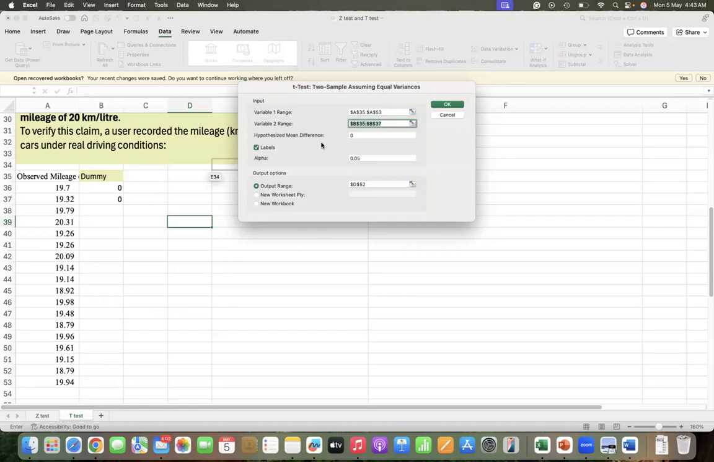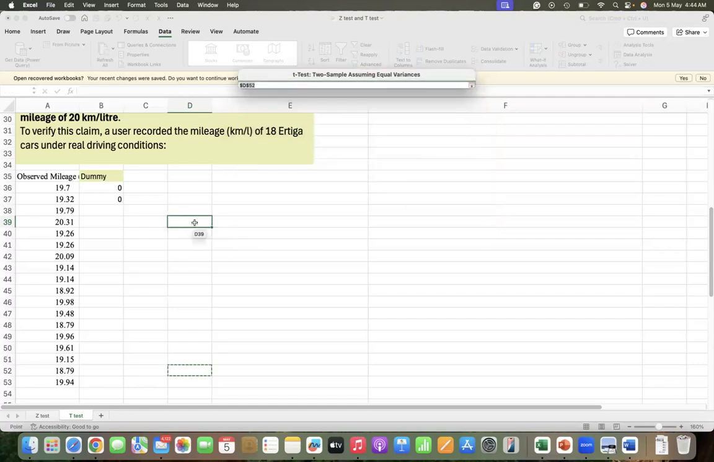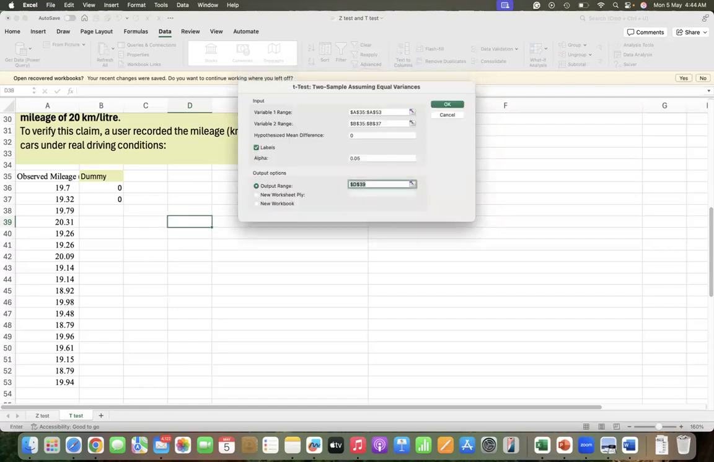हम कह रहे हैं कि mean difference means कि null hypothesis भी से कि sample का mean और उसका mean जो है वो same है, right? So it is 0. Labels को okay कर दिया because मैंने observed mileage और dummy भी choose किया था. Labels means headings. Alpha we are checking at 5% significance level. Output range is where I want my output to be displayed. Okay, I chose this cell.